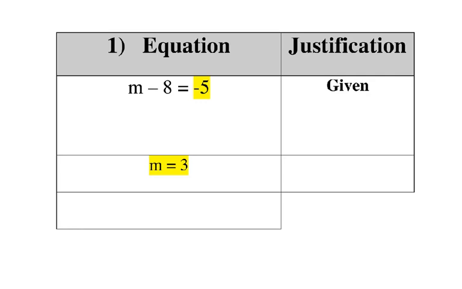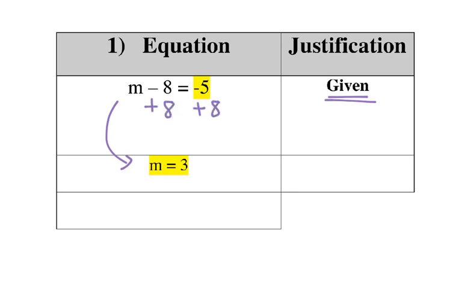Okay, so we've got the equation m minus 8 equals negative 5, and why is that? Well, because it's given to me. We didn't do anything to get that, it was just given to me that way. Now I have to solve this. So my step, how do we get from here to here? If you think to yourself, okay, to solve this, I have to get the m by itself, so I'm going to add 8 to both sides.